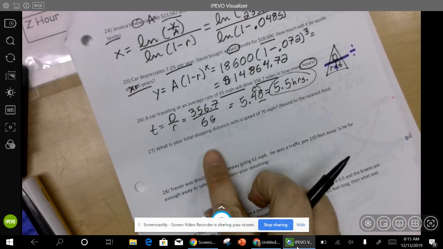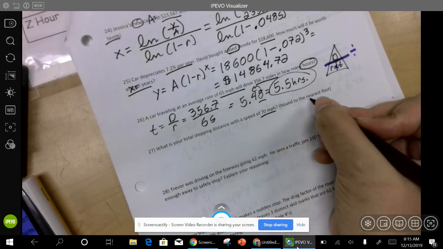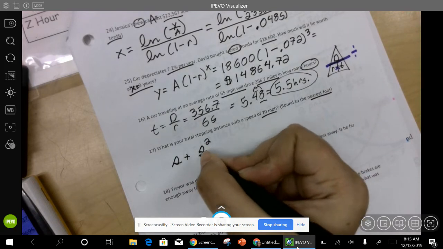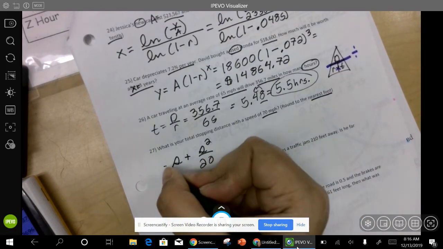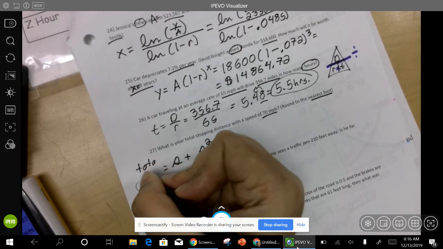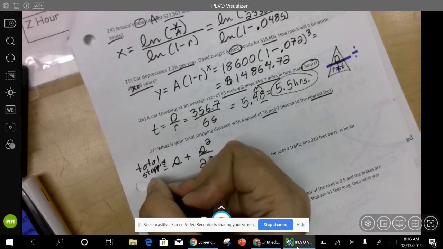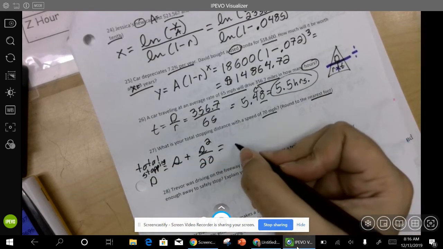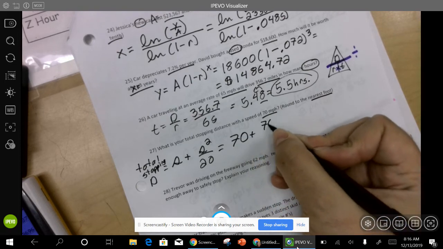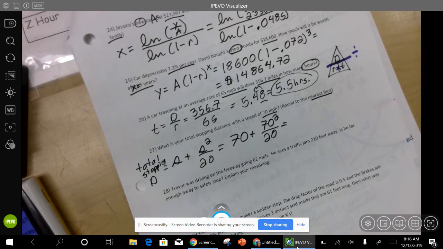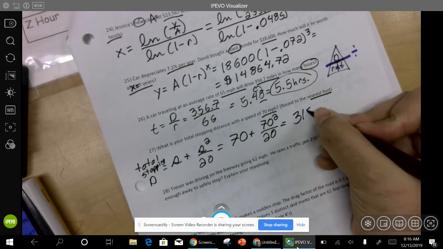Okay, your total stopping distance with a speed of 70, round to the nearest foot. Okay, so everybody, that's the whole number. So it's going to be speed plus speed squared divided by 20. Okay, everybody, so that's total stopping distance. So it's going to be 70 plus 70 squared divided by 20. So 315 feet.